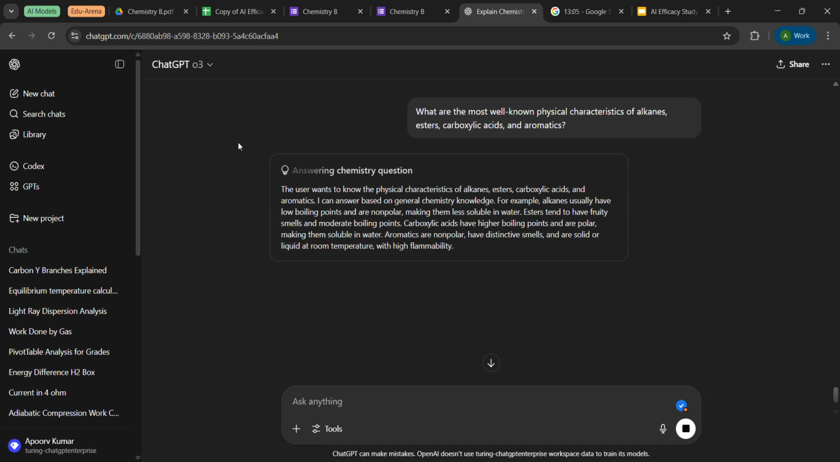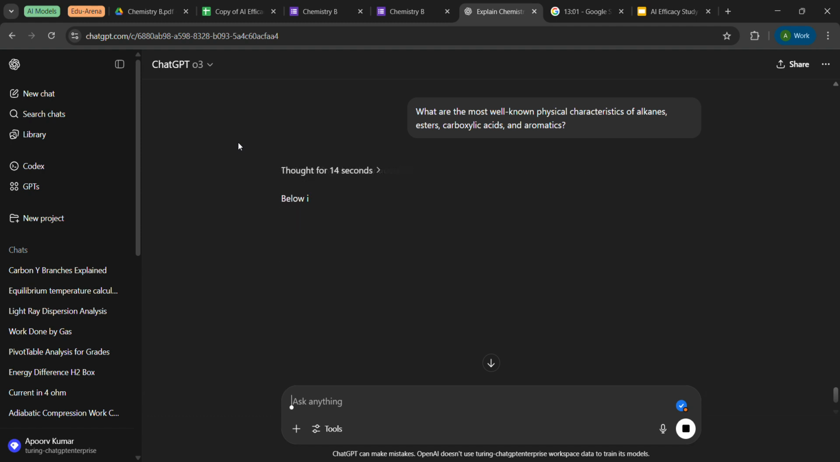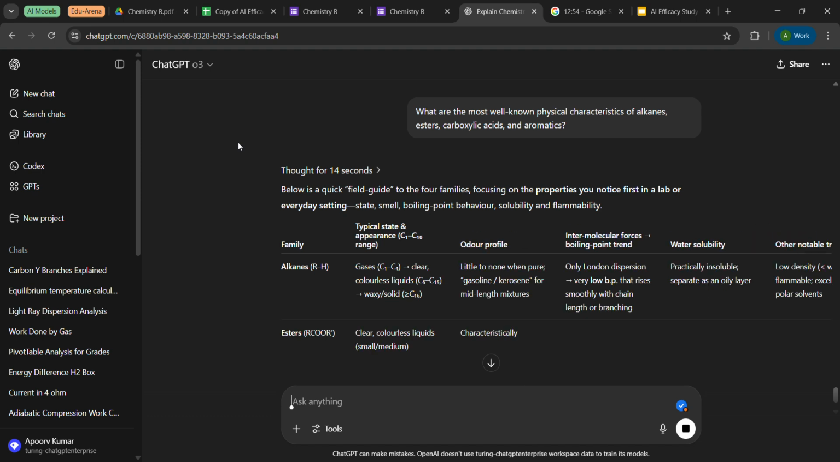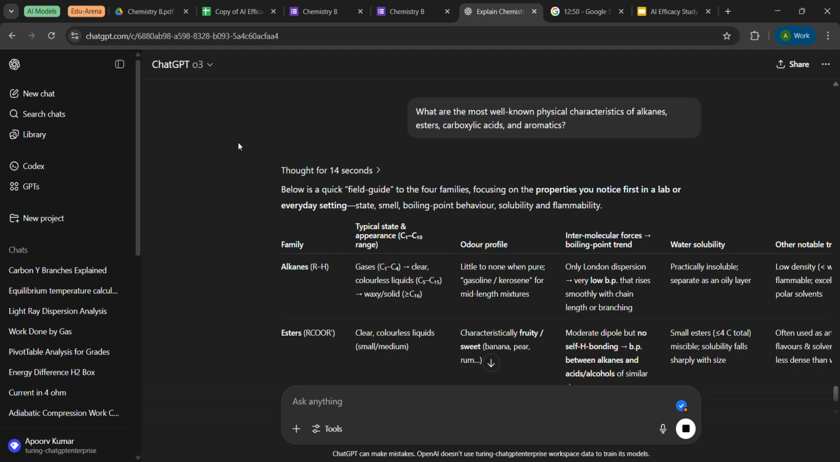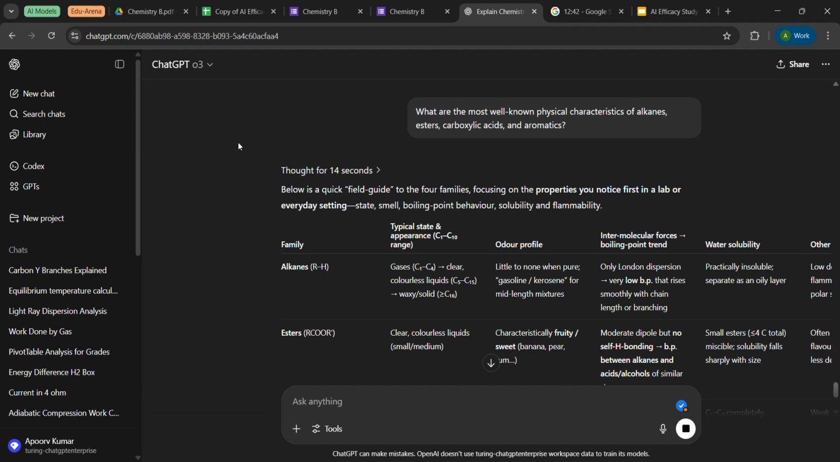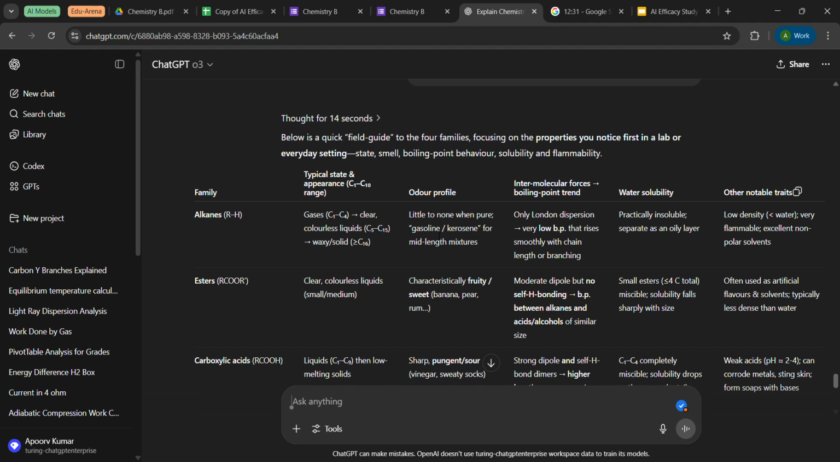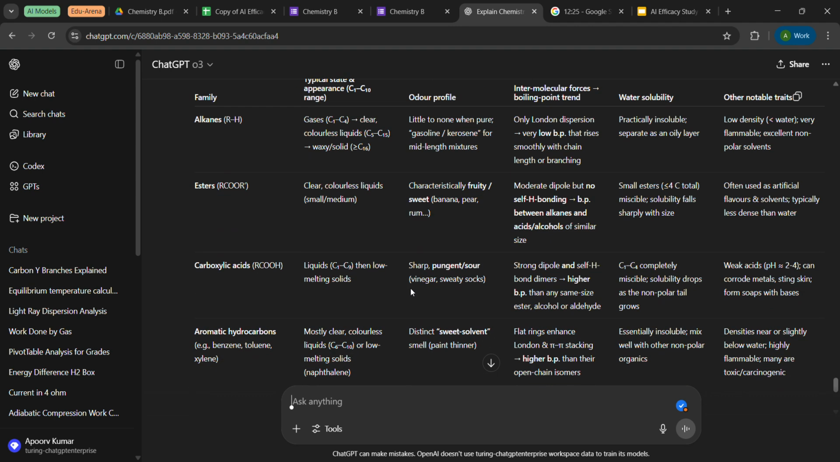Carboxylic acid and aromatics. So C1 to C4, like methane, ethane, propane, butane. Yeah, from ethane. Water soluble? No, that is alcohol. Sorry. Ester: sweet, fruity smell. Carboxylic acid: sharp, pungent smell. Aromatic: distinct, solvent smell, paint thinner.